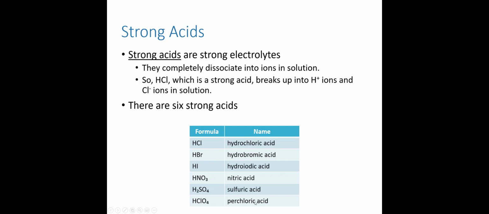Nitric, sulfuric, and perchloric, these all come from ions that would end in "ate." NO3 minus is nitrate. SO4 2-, you'll recall, is sulfate. And we haven't seen this one. ClO4 minus is called perchlorate. And you'll notice that the "ate" becomes "ic" acid. So we have here nitric acid, sulfuric acid, not sulfic acid, but sulfuric acid, and perchloric acid.